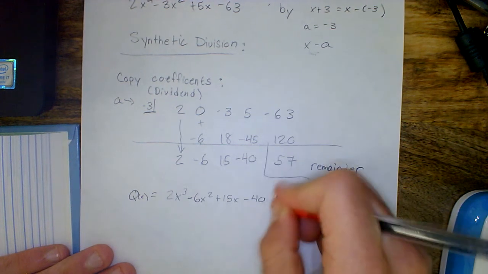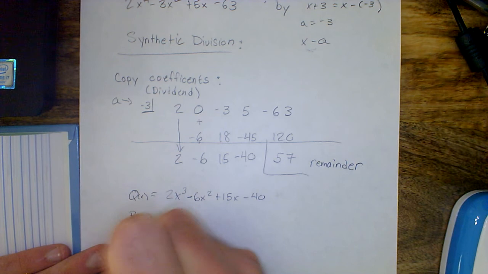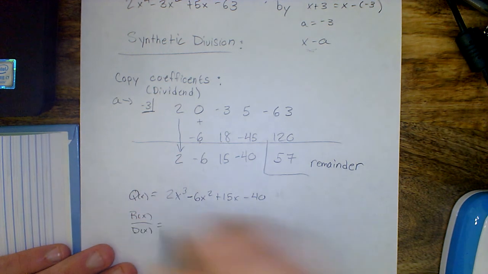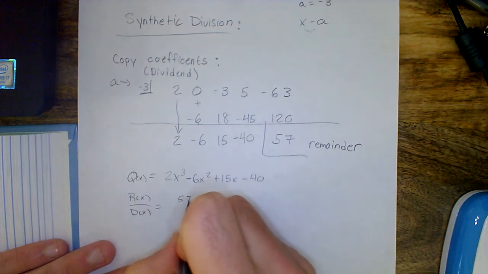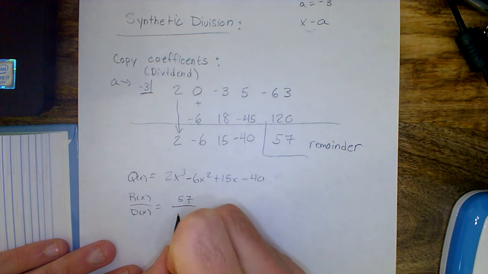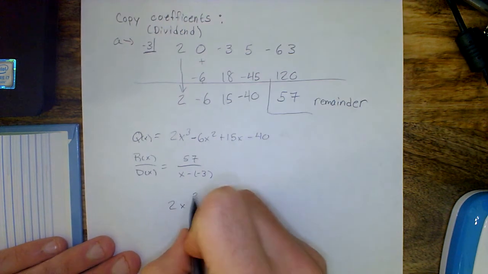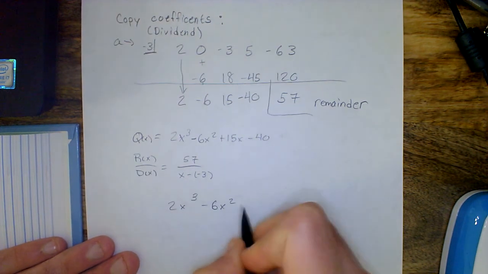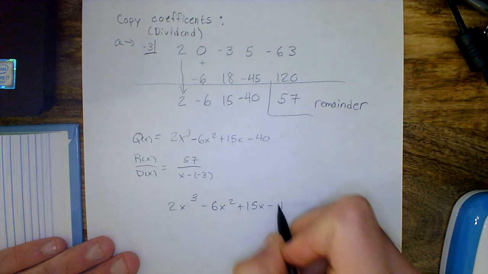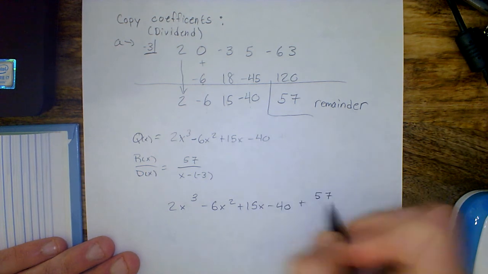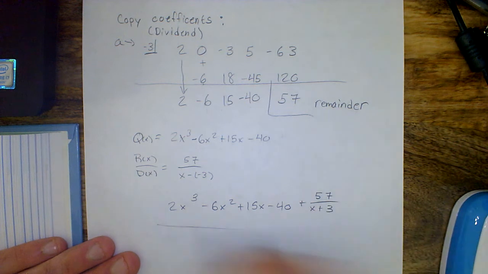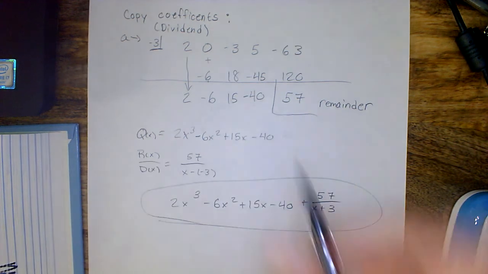And then the remainder, r of x over d of x, is equal to 57 divided by x minus negative 3. So the answer would be 2x cubed minus 6x squared plus 15x minus 40 plus 57 over x plus 3. So that's how this is a much quicker way than going through all this.